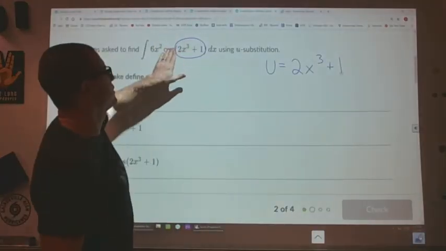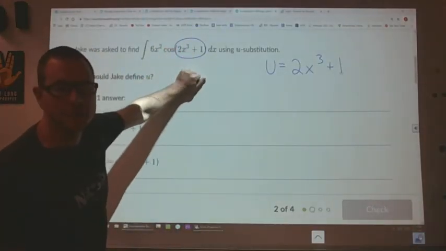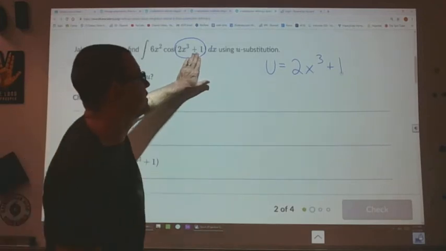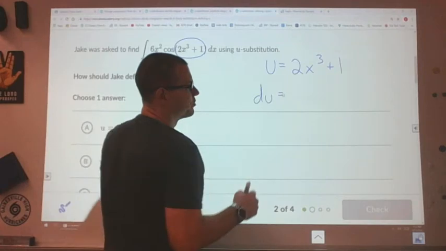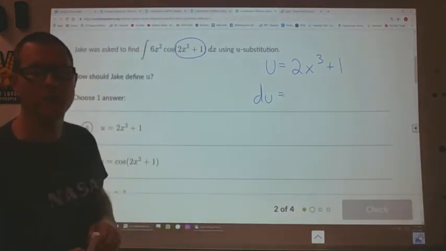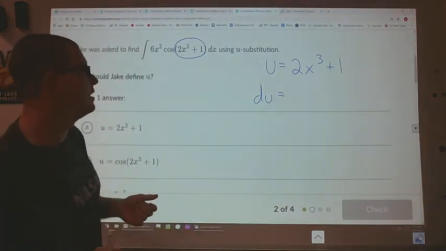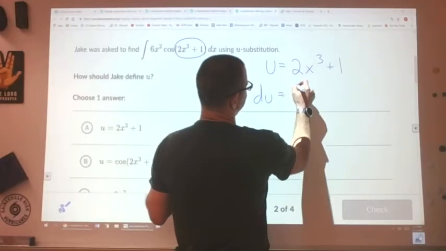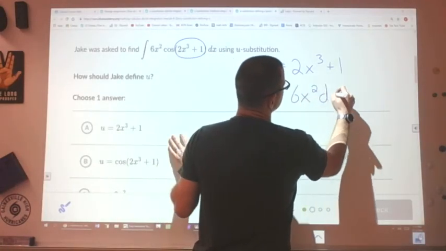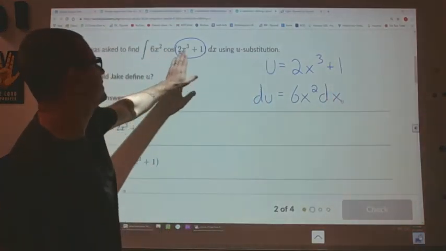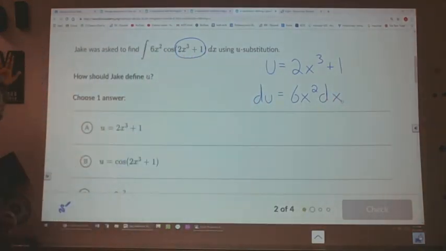That would allow me to write this as just cosine of u, much simpler. But if it's going to work, I need its derivative to also kind of be floating around on the outside of that function. In this case, du would be 6x squared dx, which would work very nicely, 6x squared dx. So u is that interior expression, in this case 2x cubed plus 1.